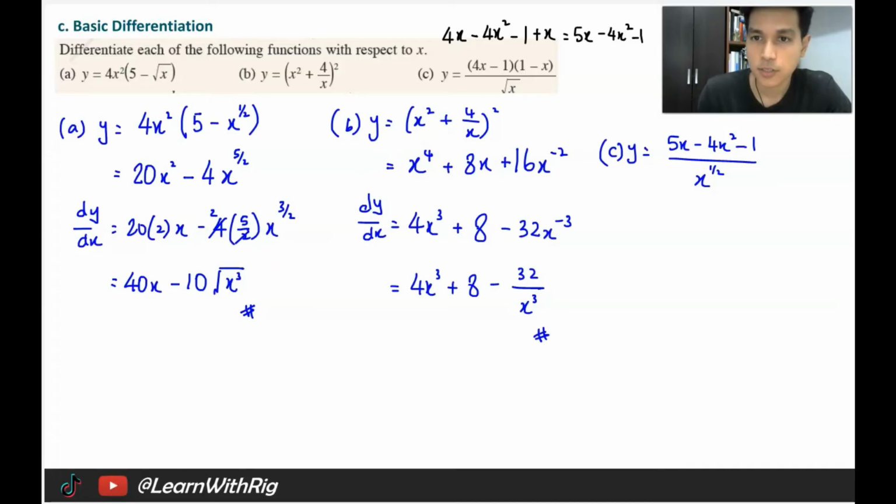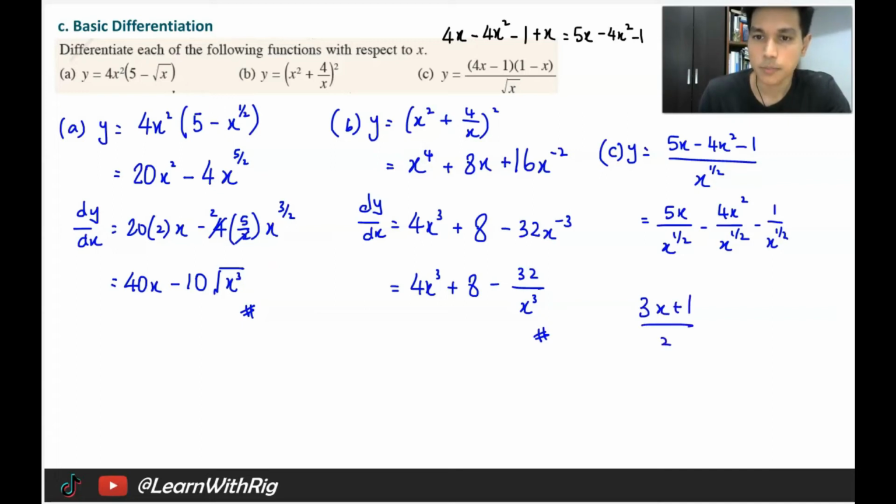So what you can do is you can break this apart. So it becomes 5x over x power 1 over 2 minus 4x square over x power 1 over 2 minus 1 over x power 1 over 2. This is the same as this, by the way. I think last time we all probably learned this before, right?